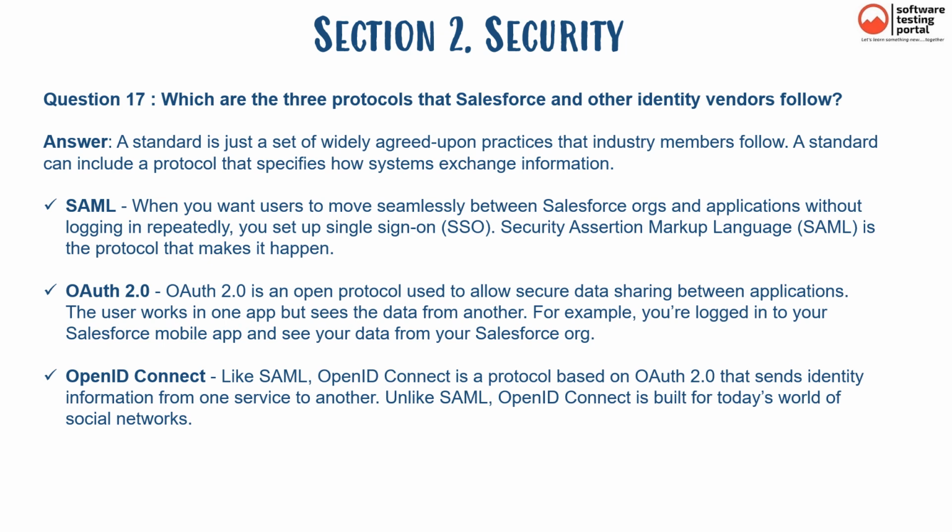Second is OAuth 2.0, which is an open protocol used to allow secure data sharing between applications. The user works in one app but sees the data from another. For example, you're logged into your Salesforce mobile app and see your data from your Salesforce org. Third one is OpenID Connect. Like SAML, OpenID Connect is a protocol based on OAuth 2.0 that sends identity information from one service to another. Unlike SAML, OpenID Connect is built for today's world of social networks.